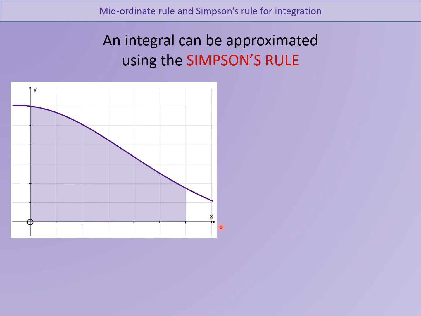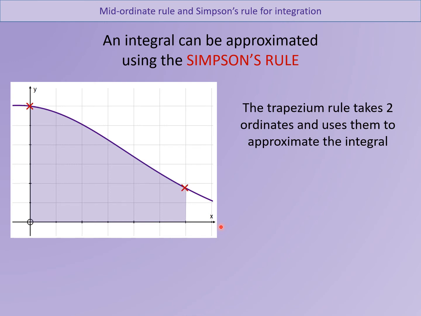Okay, so before we move on to some questions, what we're going to look at is the other numerical integration technique, which is called Simpson's rule. Simpson's rule is a bit more technical than the other two. The trapezium rule is quite basic: you take 2 points, draw the trapezium and estimate from there. The mid-ordinate rule is no better really: you find the middle and draw a rectangle. But Simpson's rule is slightly better than that.